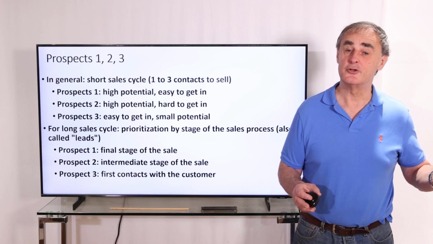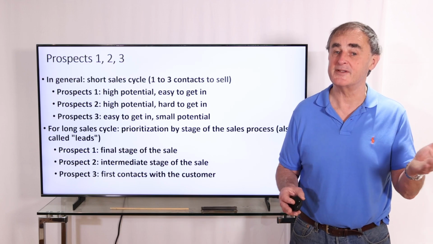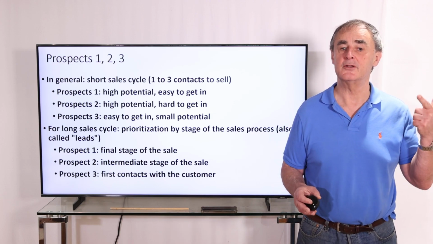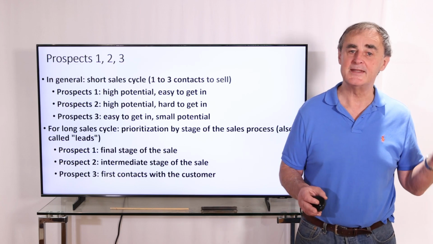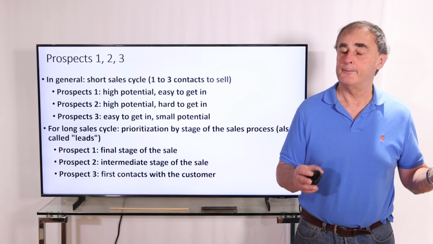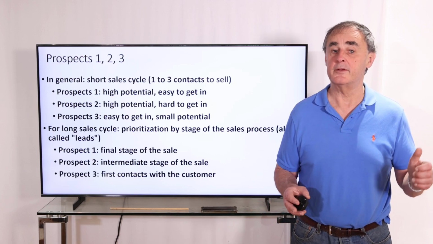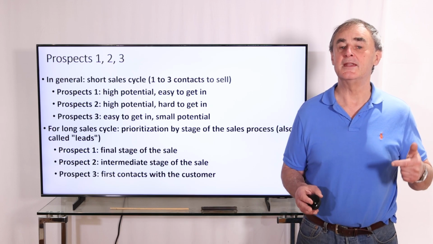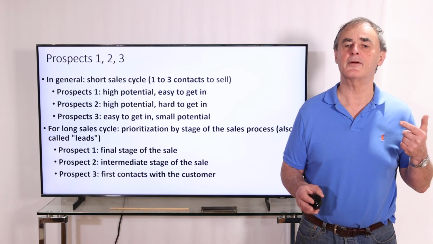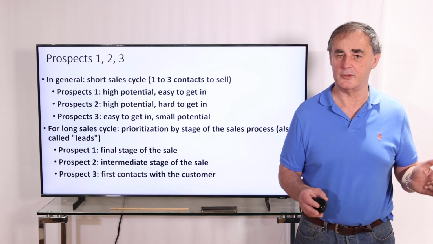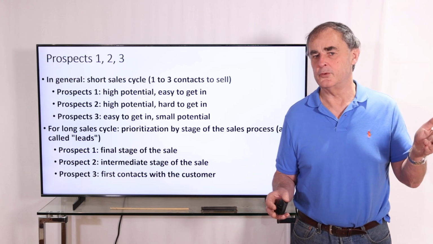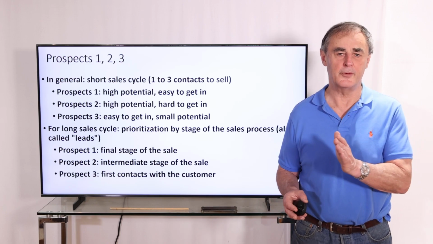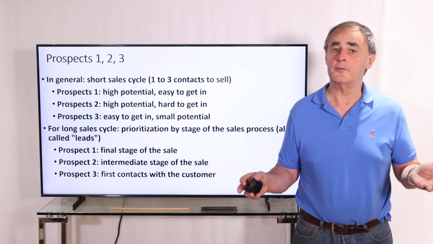Prospects 1 to 3, either by if you have a general sales cycle or short sales cycle. 1, high potential, easy to get in. 2, high potential, hard to get in. 3, easy to get in but small potential. Or by sales step. Prospect 1 would be the final stage of the sale. Number 2 would be intermediate stage of the sale. Prospect 3, first contact with the customer. Or you can do the contrary. Obviously, the 1 would be at the beginning of the sale, the 2 in the mid of the sale, and the 3rd at the end of the sale. Depends on the kind of product you are selling.